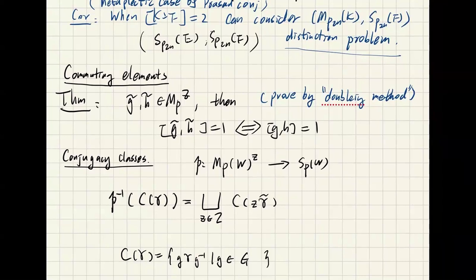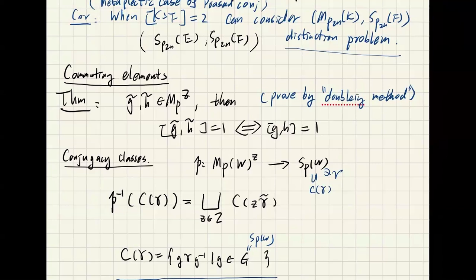you can describe the conjugacy classes of the metaplectic group. If you choose any element gamma, you can consider the conjugacy class of gamma, which is just g gamma g inverse when g runs over all elements in Sp(W). Then you can look at the preimage of this C gamma. So the preimage certainly is a union of conjugacy classes.